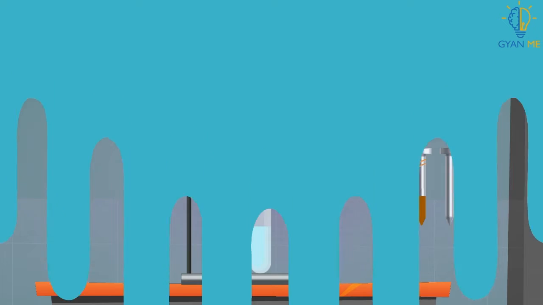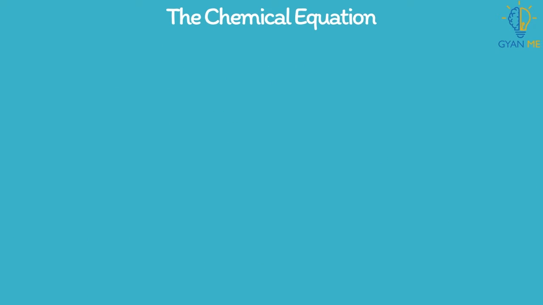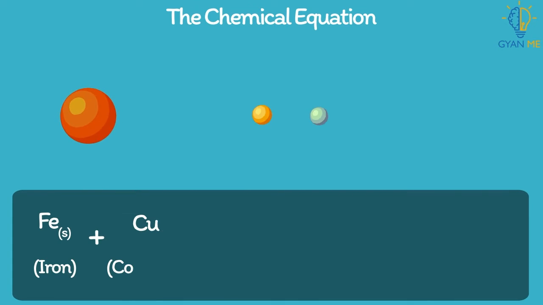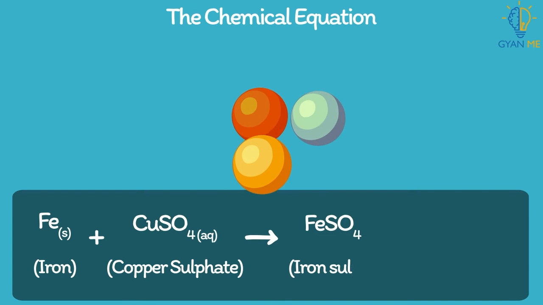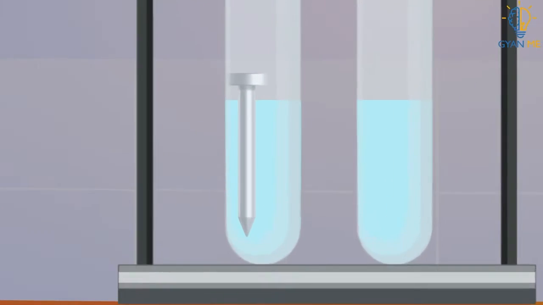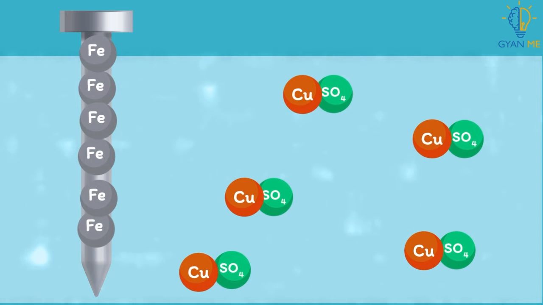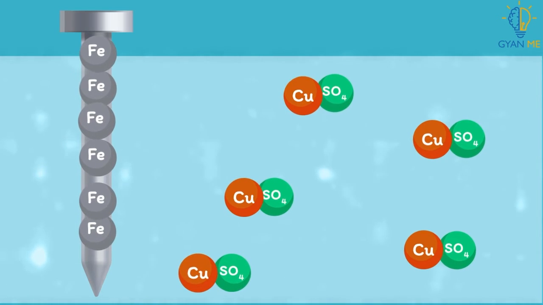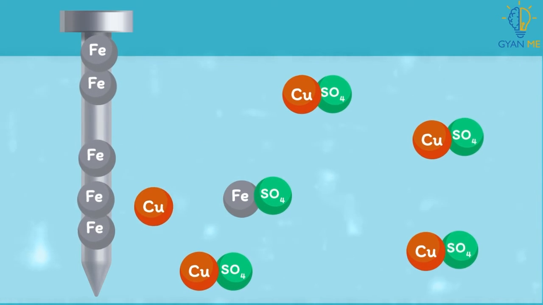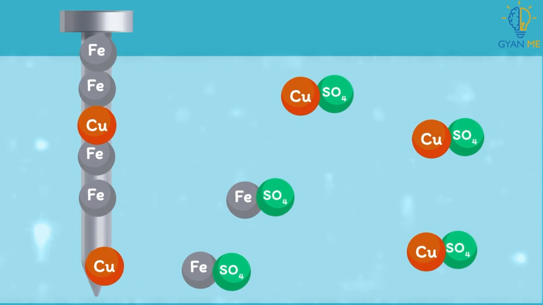Why does this happen? To answer this, let us look at the chemical equation. Here, iron is reacting with copper sulfate and forms iron sulfate and copper. As you can see, in the reaction, iron has displaced copper from the compound copper sulfate and has become iron sulfate.